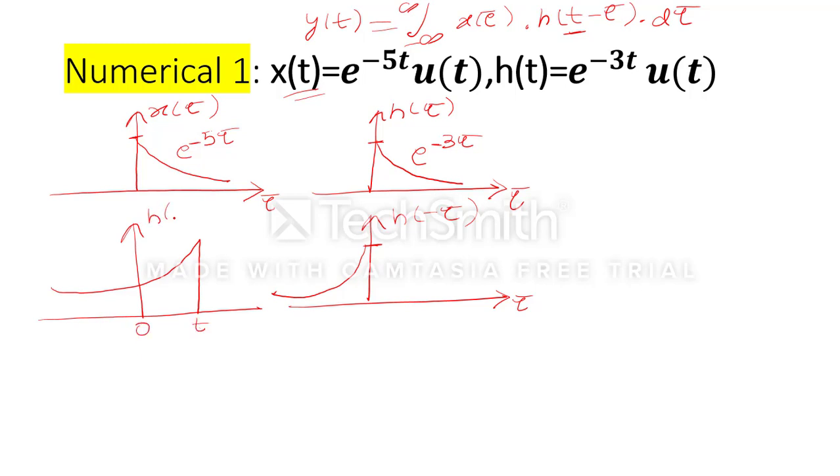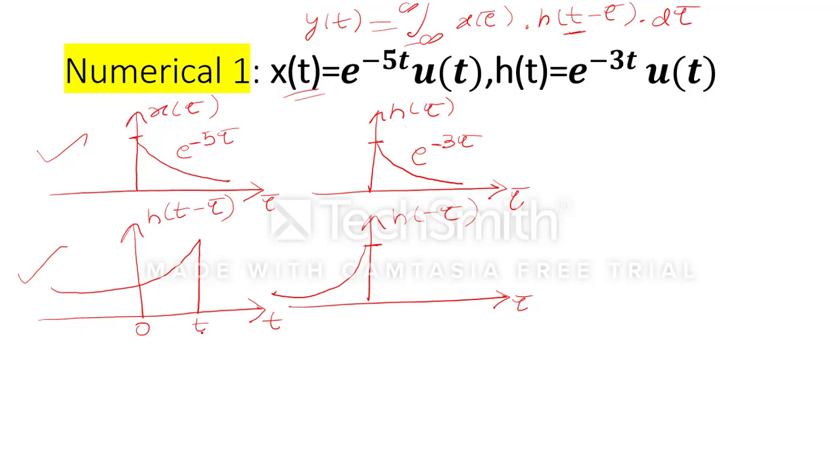It is nothing but h(t minus tau). You can ask why we are taking t positive only. Because if we take t negative, the graph will shift towards the left, and when we shift it towards the left, there will be no overlapping area between these two signals. That's why we are taking t only positive.